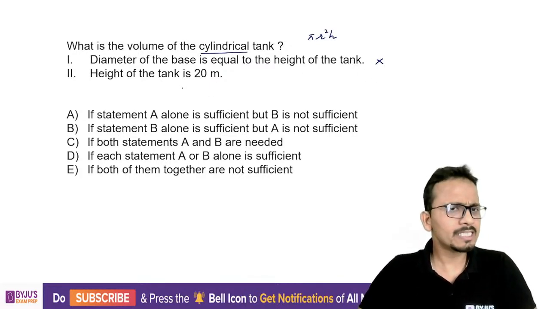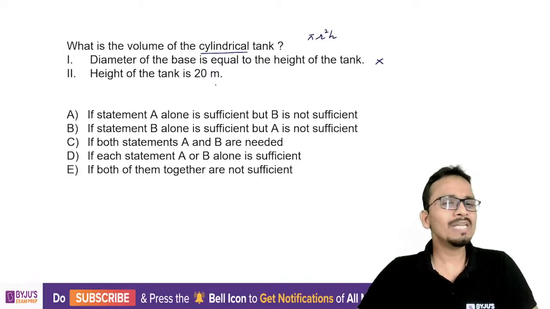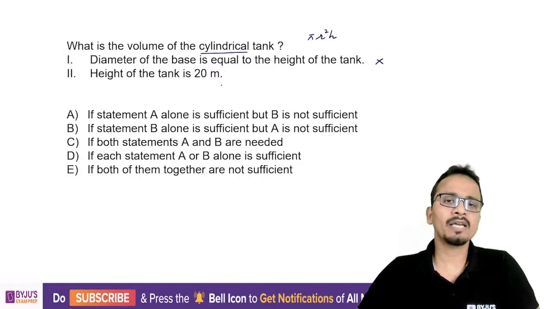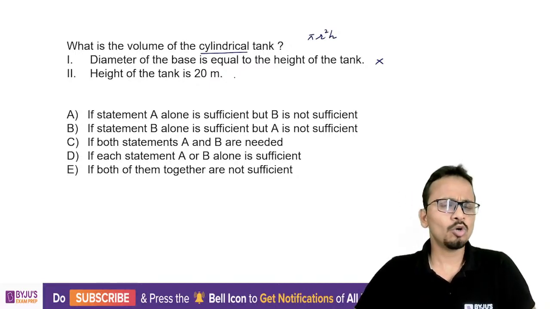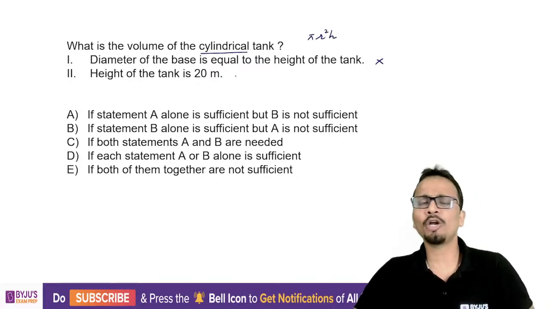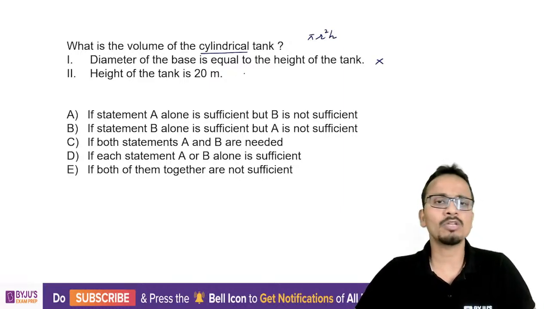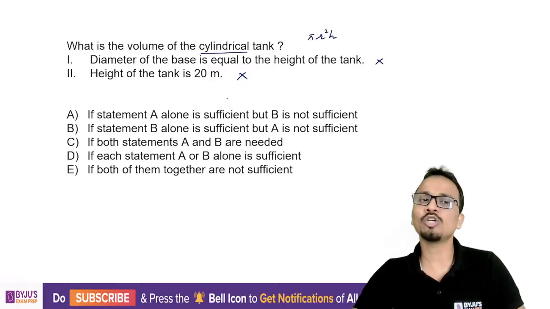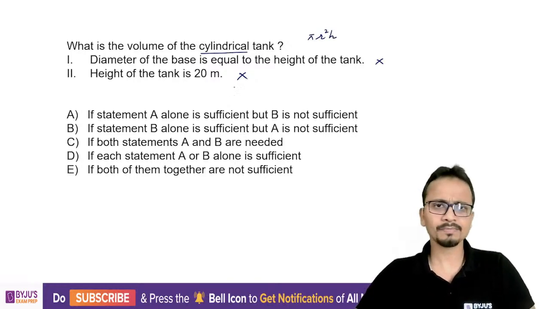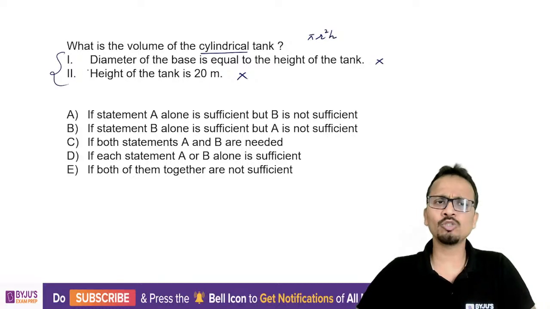Now if I take statement 2 alone, only the height is given, nothing is given about the radius or the diameter. So only with the height of the tank I'll not be able to get anything about the volume of the tank. So the second statement alone is also not sufficient. All right, now again I'll combine these two statements.